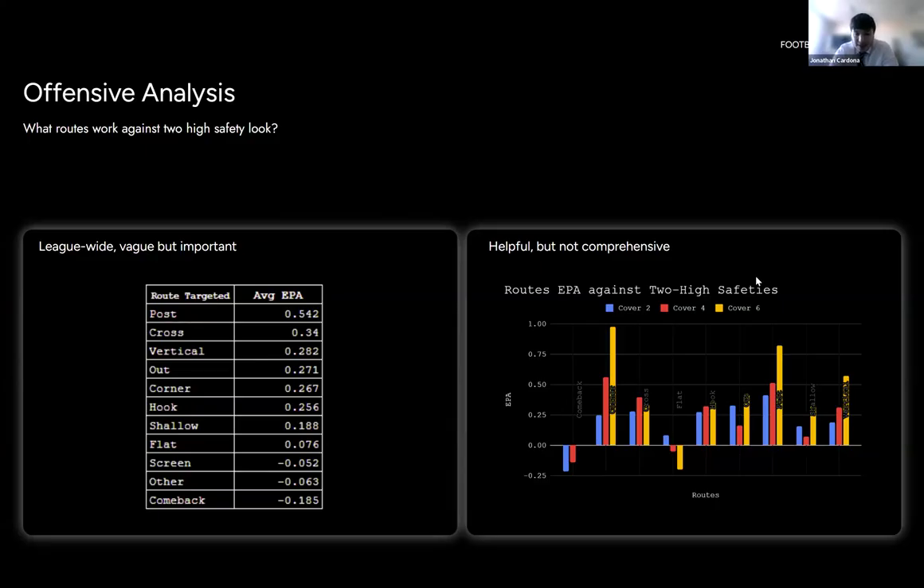Certain routes spike against certain coverages like Cover 4 and Cover 6, but that's not uniform across all shells. The corner route especially suddenly becomes way more efficient against Cover 6, which we found interesting. So while these league-wide trends are helpful, the context of the coverages and the routes matters, and especially coverage structure refines the entire story of our data.